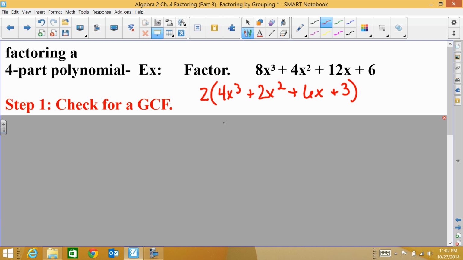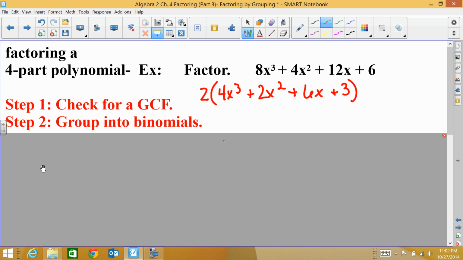Okay, so now we've taken out the 2, but we still have a 4-part polynomial inside here that we need to factor more. So since we have 4 parts, we can factor by grouping. The second step is to group what you have into binomials. So you're going to group them into 2-part sections. I'm just going to take a different color so we can see, but I'm going to group these into 2 sections. And notice that I kept the plus sign with the 6x to show that that was a positive 6x.